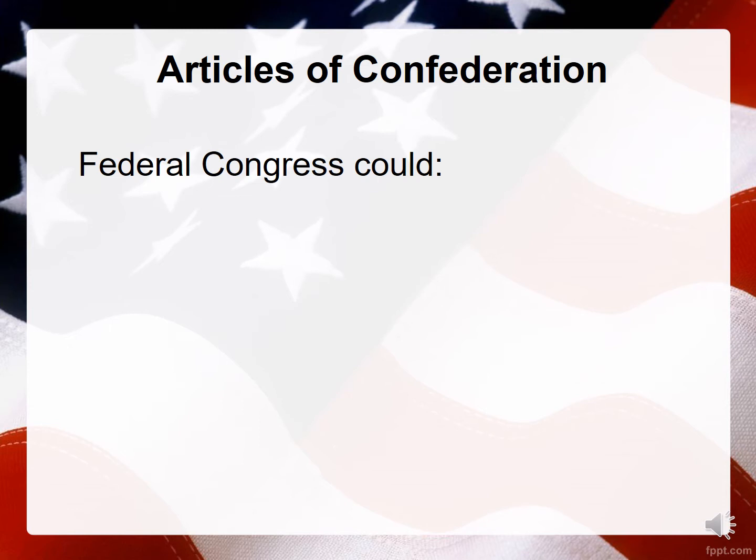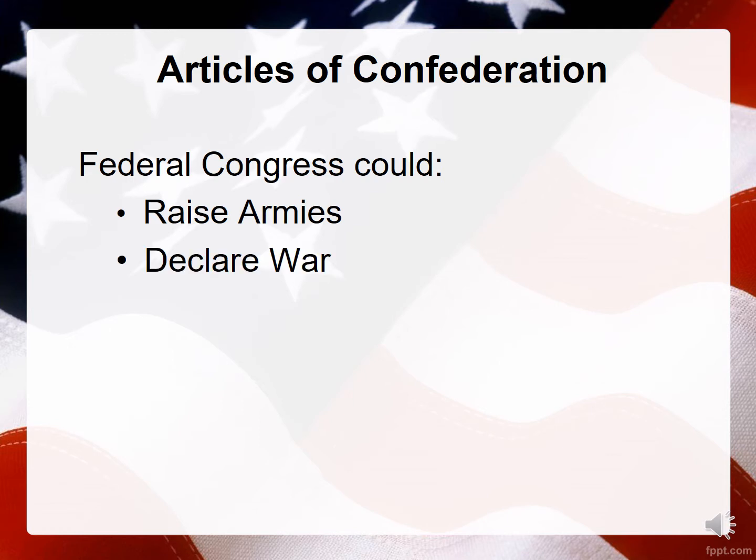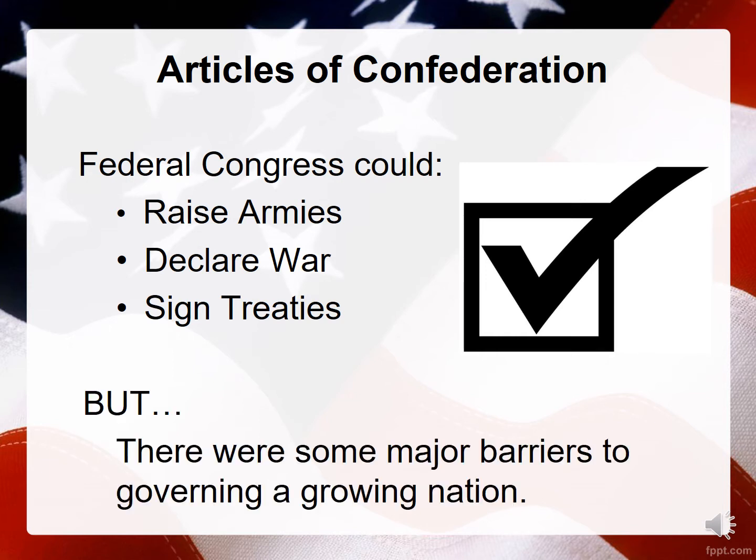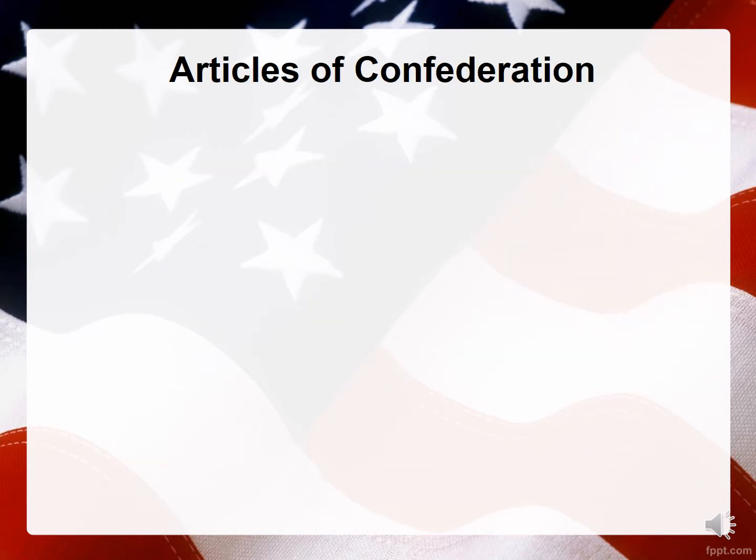Now, under those Articles, here's some things that Congress could do. They could raise armies. They could declare war, and they could sign treaties. And so we certainly give that a check mark. However, there were some major barriers to governing a growing nation under the Articles of Confederation.